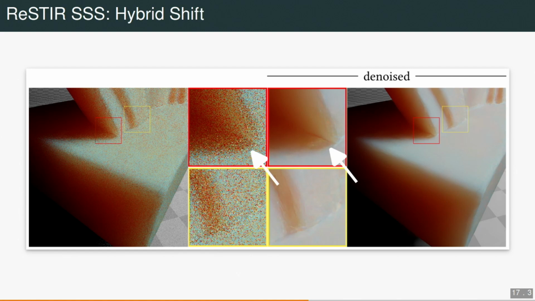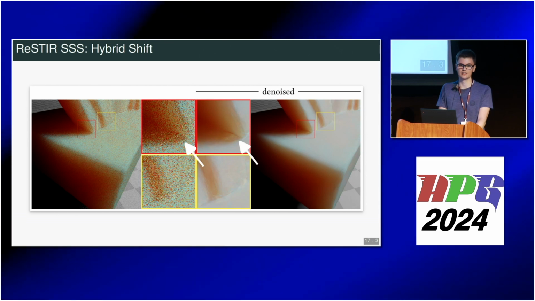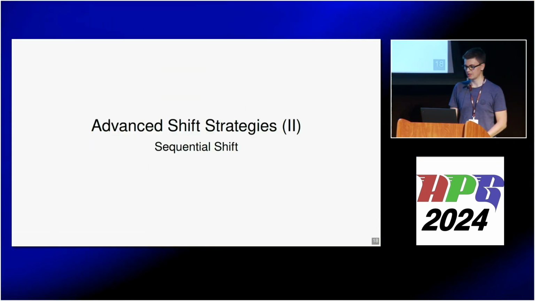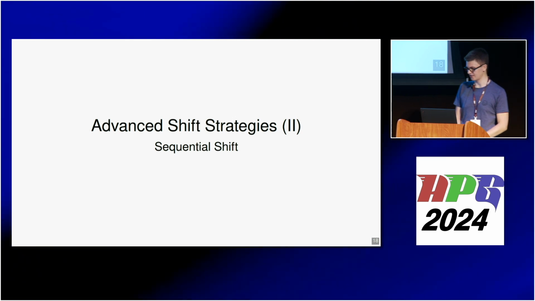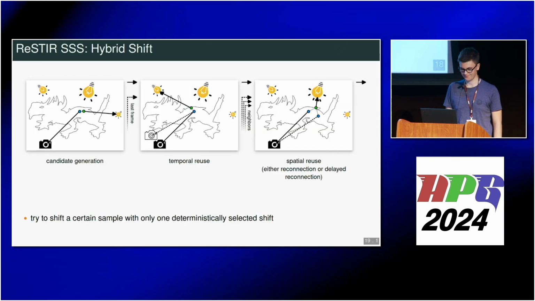So the reason for this is that there is of course a high chance at this boundary that the criterion just selects the wrong one of the 2 shifts. And this is why we want to introduce a second advanced shifting strategy, the so-called sequential shift.